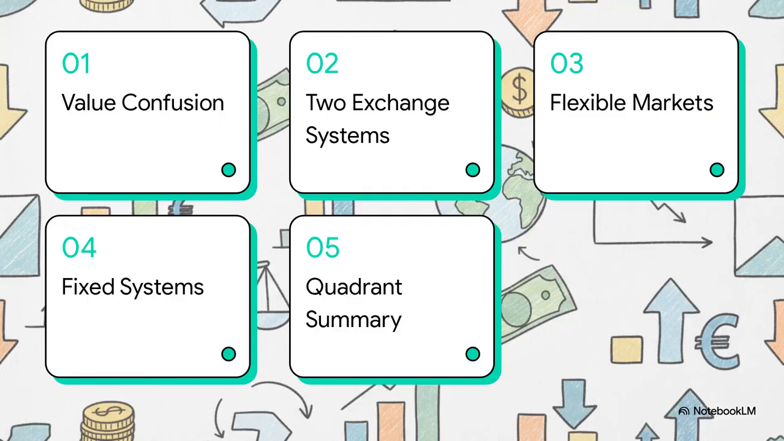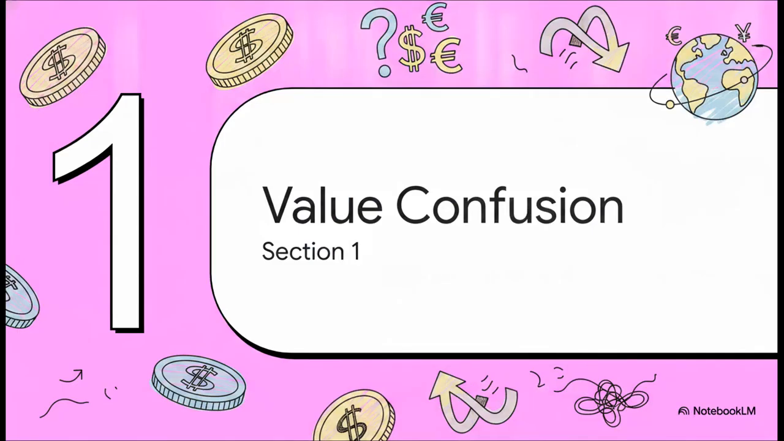Here's our syllabus for the explainer. We'll start with the currency value confusion, look at the two exchange systems, explore flexible markets and free movement, move on to fixed systems and official actions, and then wrap it all up with the currency quadrant summary. Let's kick things off with Section 1, the currency value confusion.